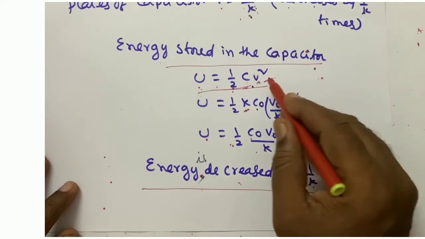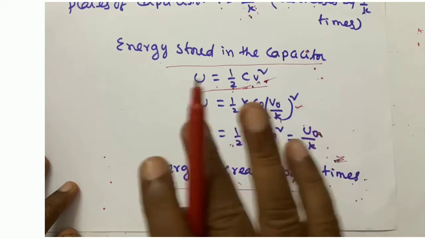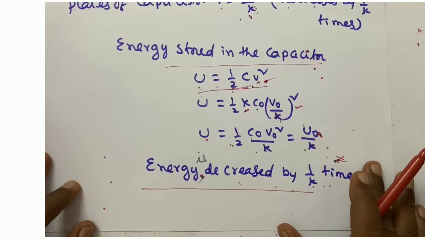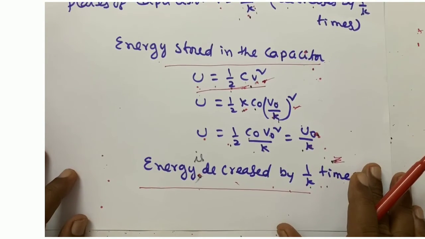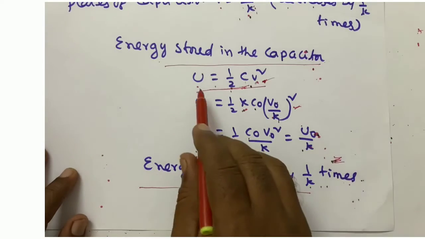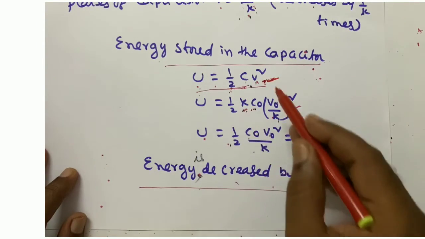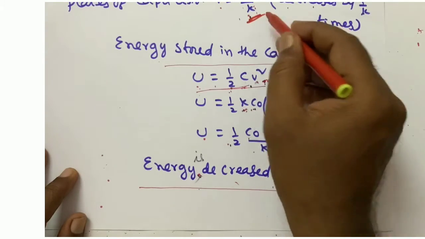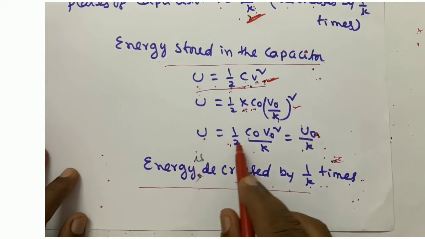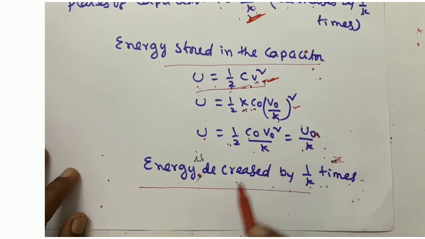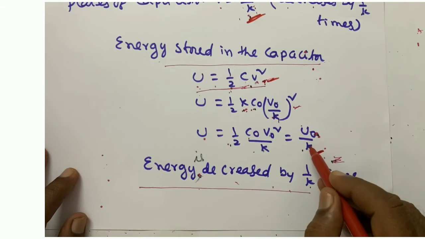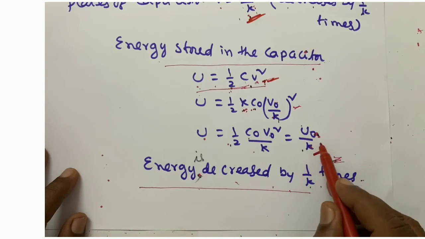Energy stored in the capacitor in this case, that is, after removing the charging battery: U equals half CV square. C is K times, K into C0. V equals V0 by K. U equals half C0 V0 square by K, which is U0 by K. Here in this case, energy decreases by 1 by K times.